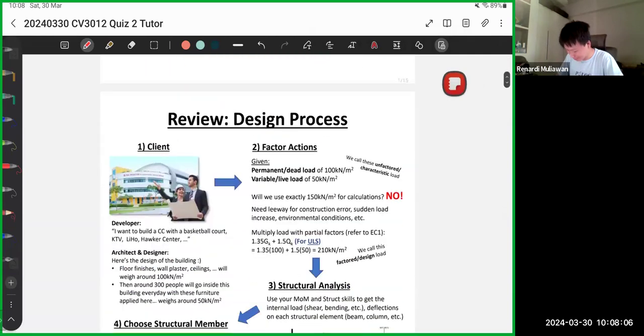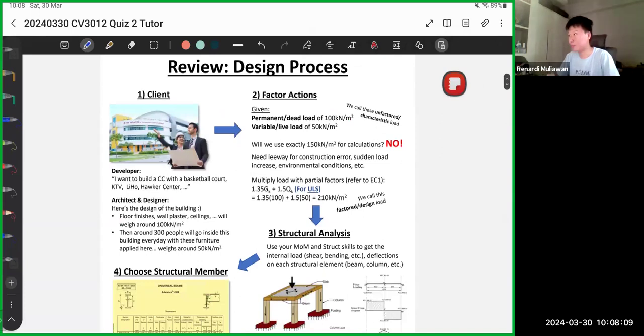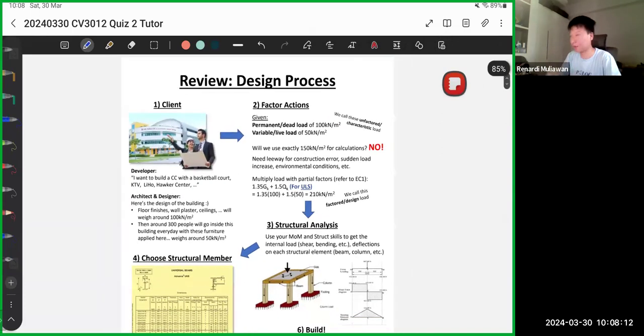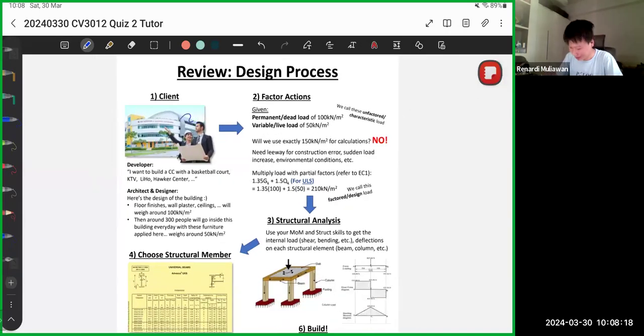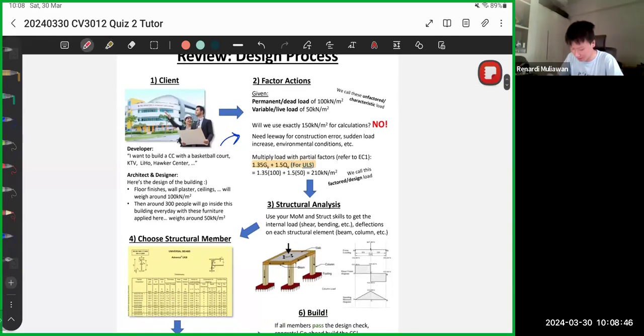Okay, so let's start with the review of the previous topic. This is the exact same slide, but I'll just repeat. If you want to design a structural member, you need to start with getting the loading first. Then after you get the loading, you need to factor the loading based on what is required. There are 2 cases. One is ULS, which is the ultimate limit state. The other one is SLS. But for columns, we focus on ULS first. 1.35 and 1.5, those are the factors.